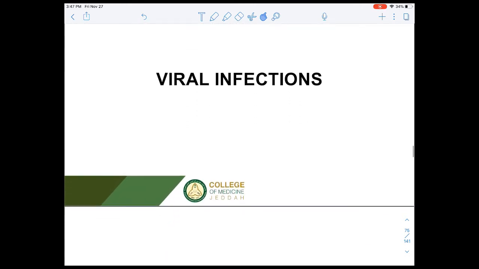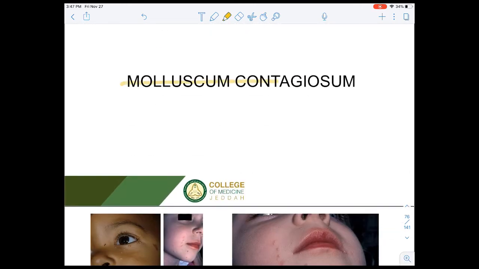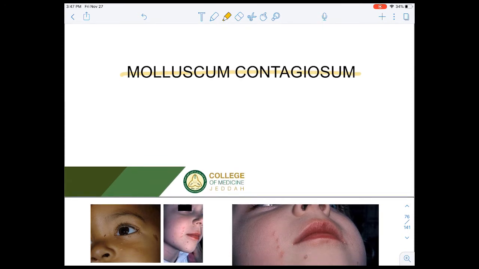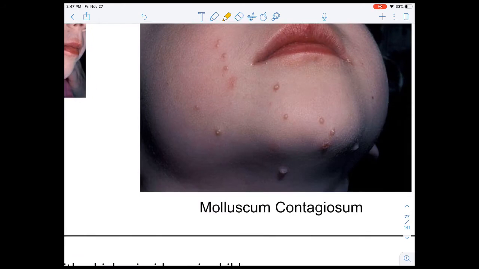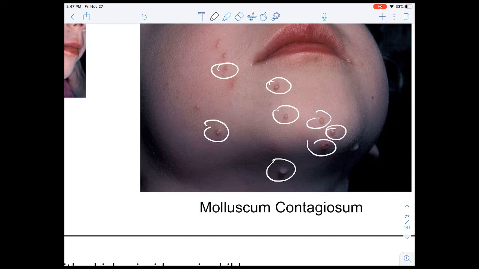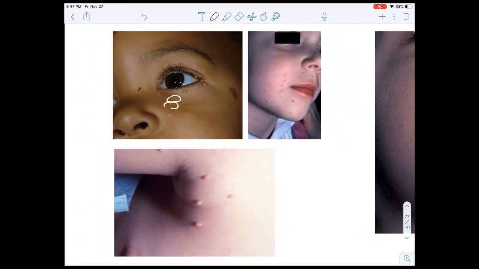So let's move on to the viral infections. The first viral infection we're going to discuss is known as molluscum contagiosum. And molluscum contagiosum is actually a viral infection that appears as these flesh-colored lesions, right? So these are the same color as the surrounding skin. They're not any different than the surrounding skin. They're not erythematous, right? They're the same color. Again, here, same color, and here, same color, right?